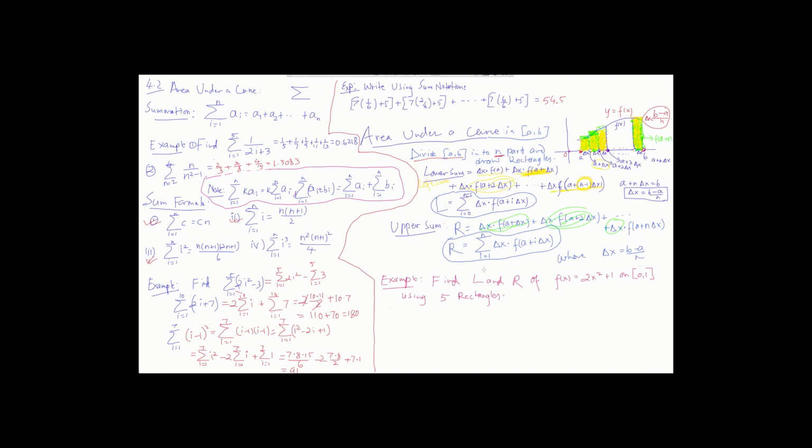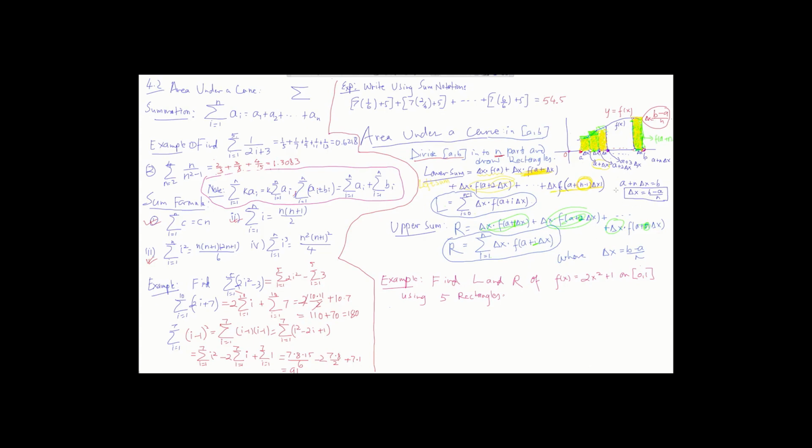Now I want to write this in summation form, i equals 1 through n. All of them have delta x, all of them have a, and what is changing is this number: there is 1, 2, 3, 4, and then n. So there is i, which runs from 1 through n, of a plus i times delta x.